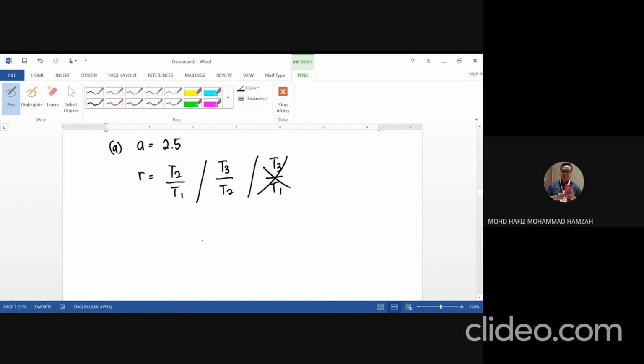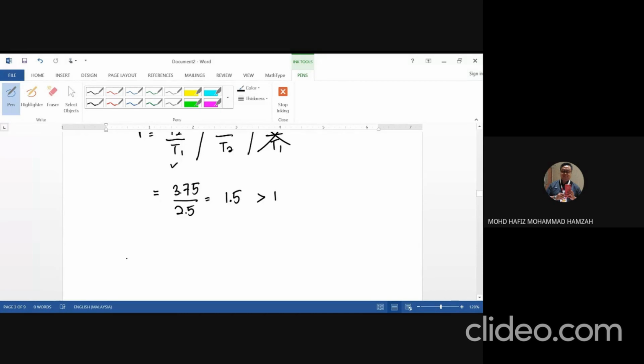Okay, so let's say saya nak pakai yang ni. So term kedua adalah 3.75. Term pertama adalah 2.5. So ni tekan je lah calculator. So you akan dapat 1.5. So R greater than 1 for this one kan. 1.5 lebih besar daripada 1 lah. So kalau ada soalan sum tu, kita kena guna formula yang R greater than 1 lah. Okay, lepas tu soalan 2, find the fifth term.